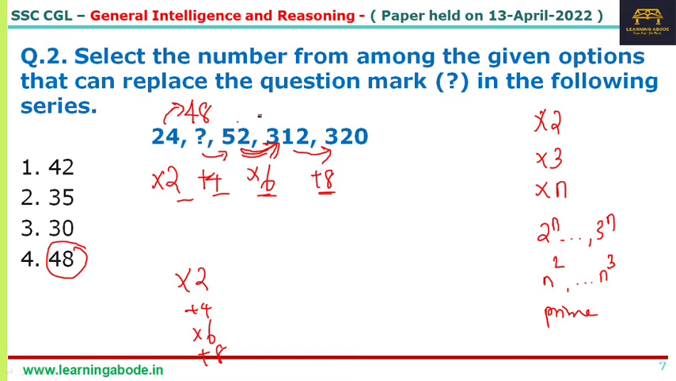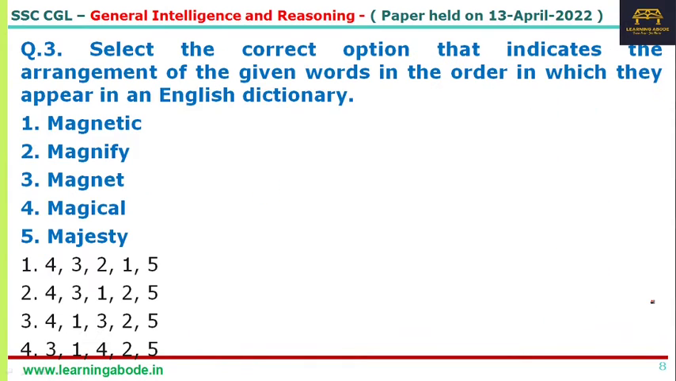This is how it goes. So the answer is 48. Of course, one way is you have to guess the logic, at the same time you can also use the answer choices. So the answer is 48 for question number 2.